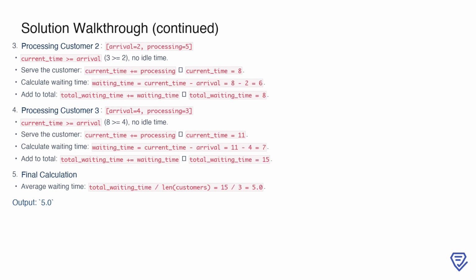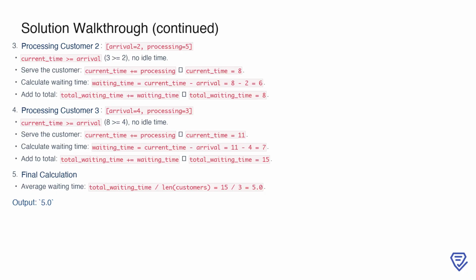For the third customer, arrival equals 4, processing equals 3, the current time is again greater than or equal to their arrival time, so no idle time is needed. The current time becomes 11 after processing, and the waiting time is 11 - 4 equals 7. Adding this to the total gives total_waiting_time equals 15.